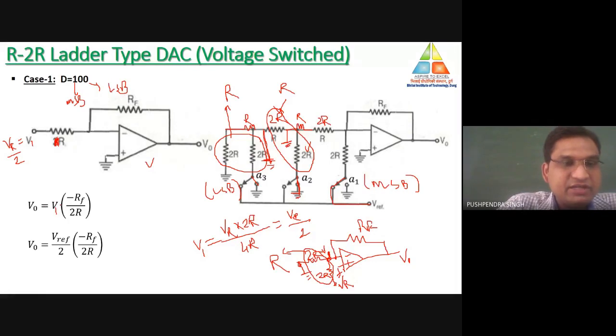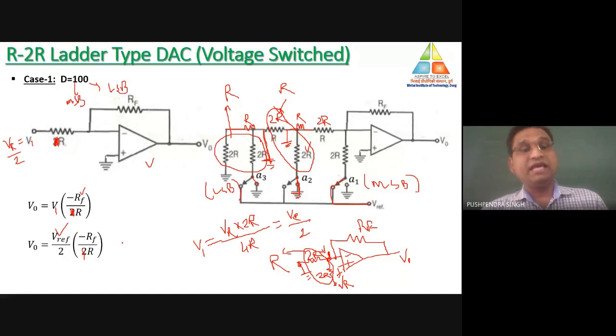Input voltage V1 multiplied by minus RF divided by RN, that is, minus RF divided by RN into VR. So here the input voltage is V1, the feedback resistance is RF, and the input resistance is not 2R, it's R. So it is minus RF by R into V1, and V1 is what? V reference divided by 2. So V0 is equal to V reference divided by 2 multiplied by minus RF divided by R. That is the value of output when the MSB bit is equal to 1 and all other bits are equal to 0.